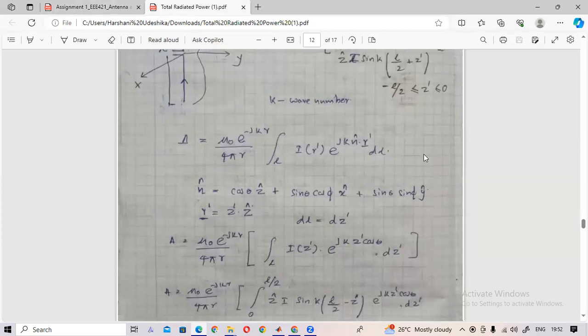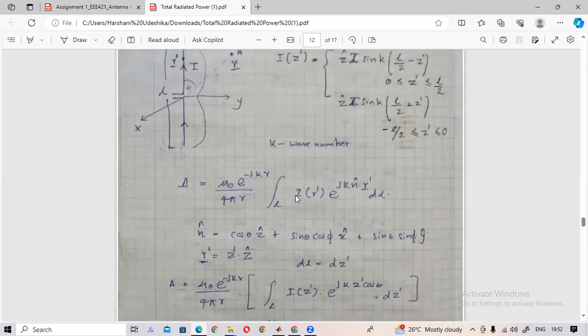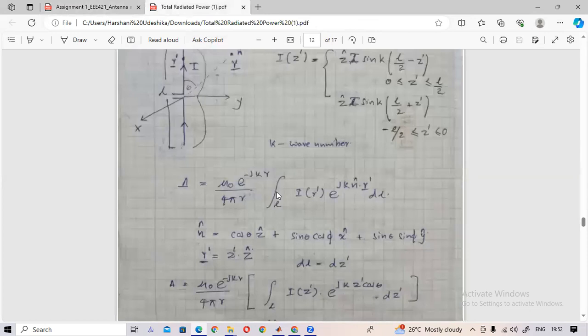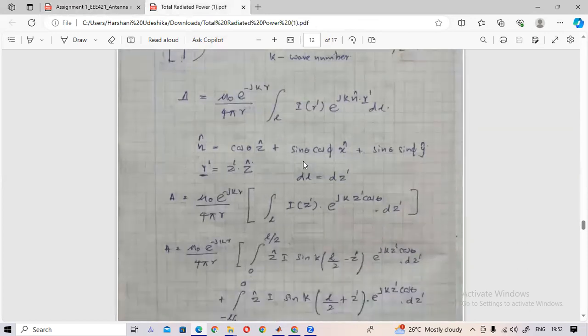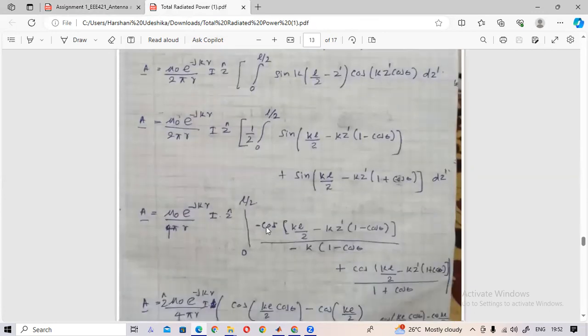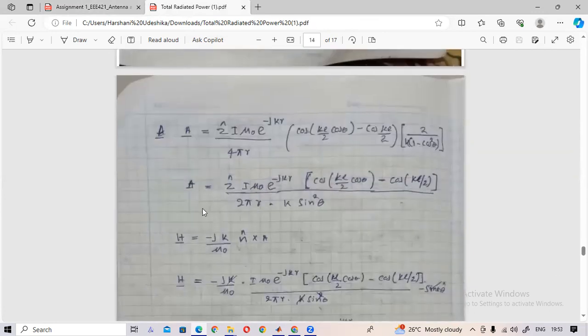First you have to find the magnetic vector potential using this equation. We have derived this. This is the current distribution for a line current, so instead of this current distribution, you have to use this one, in the Z direction. Then you have to do the integration. Once you evaluate it, you can get the result for the magnetic vector potential.